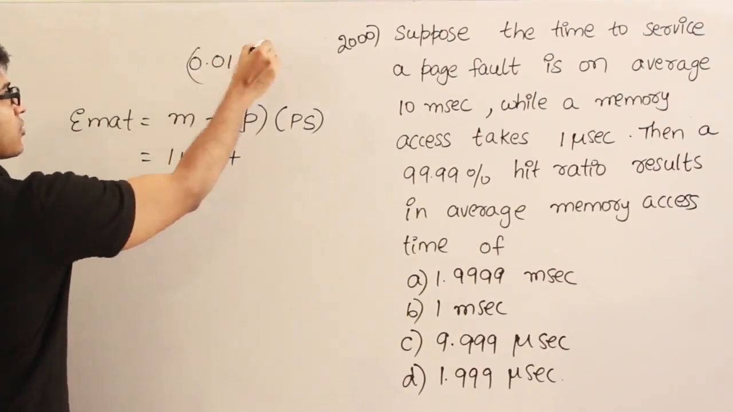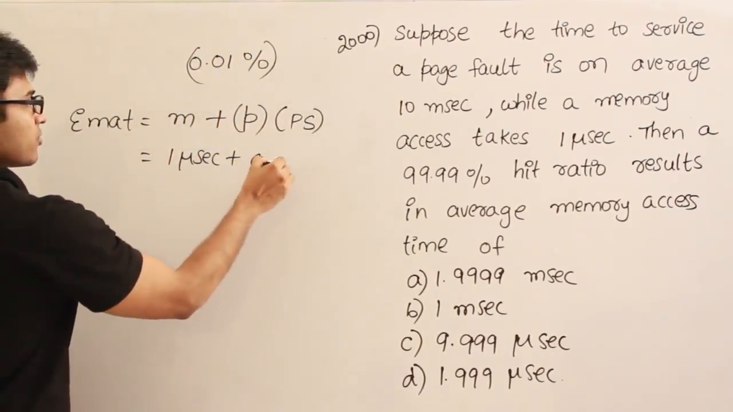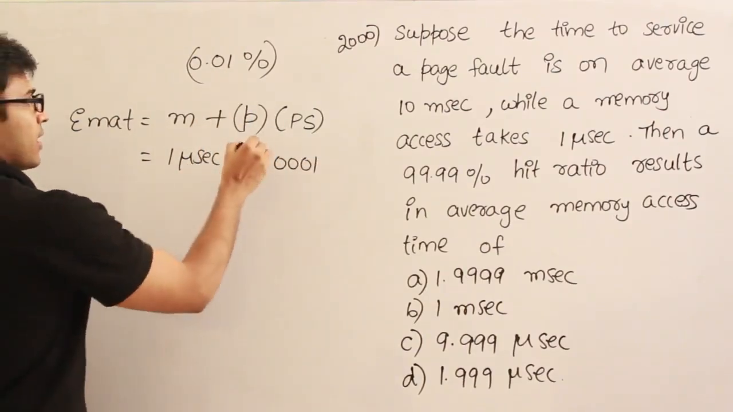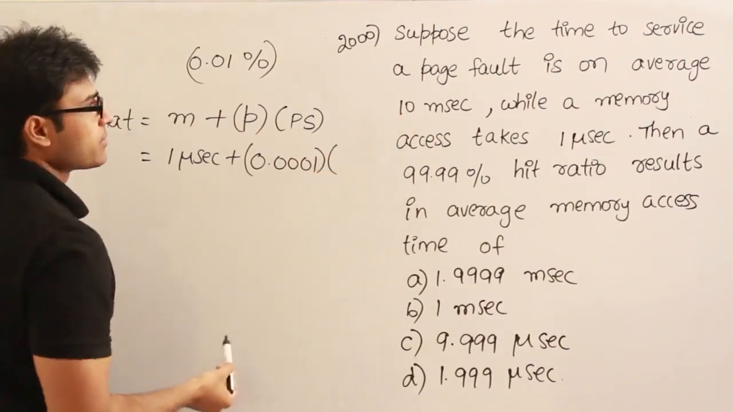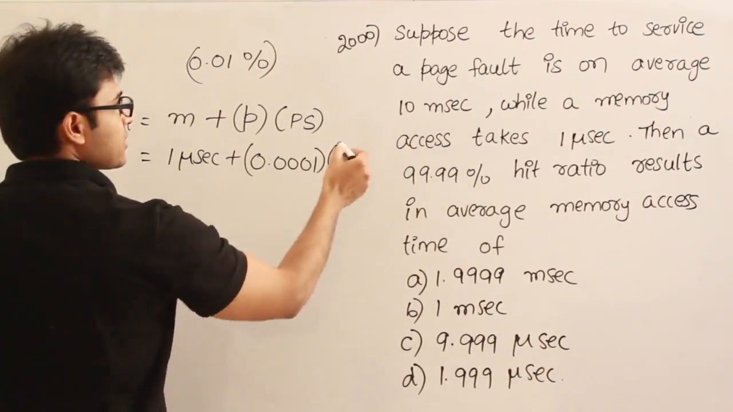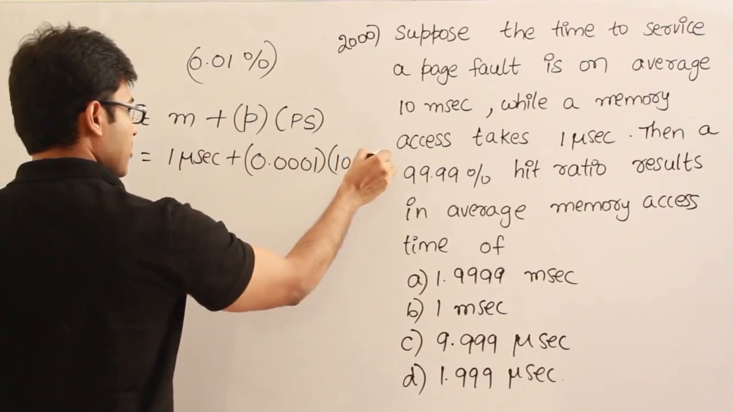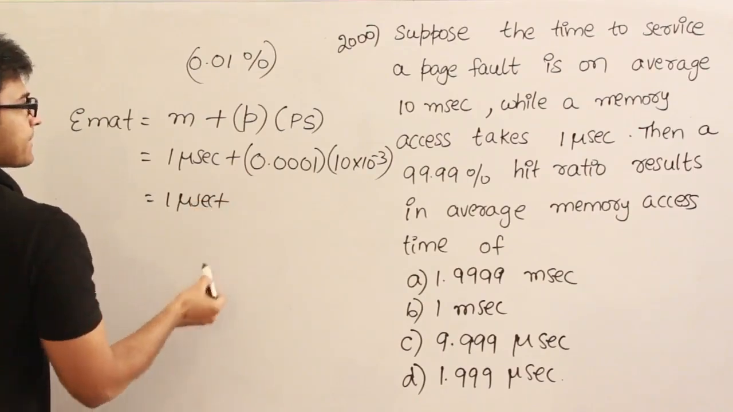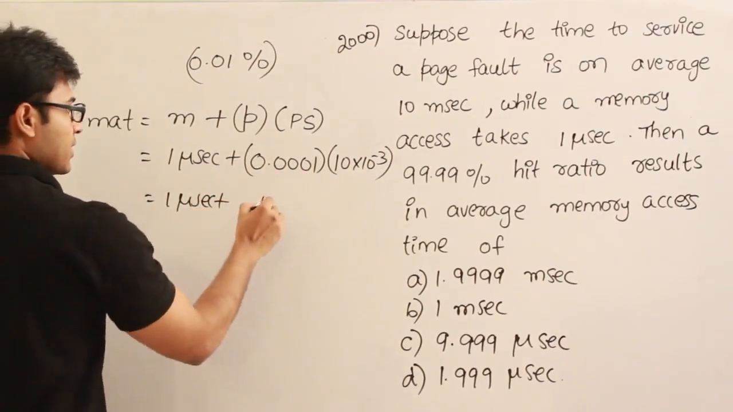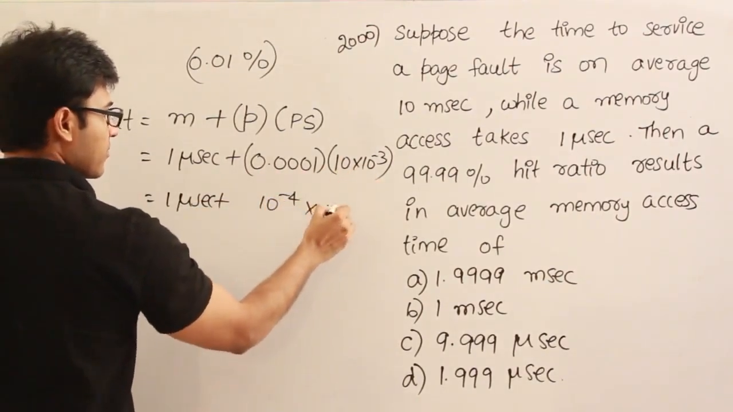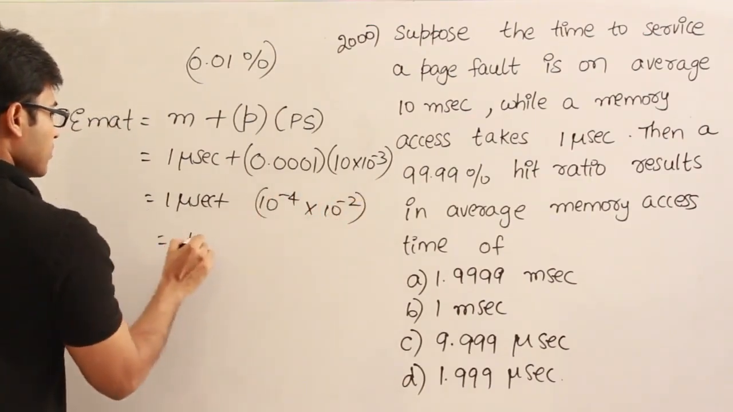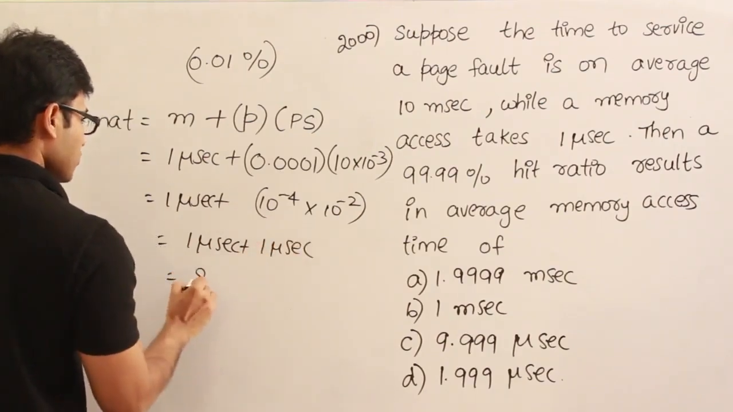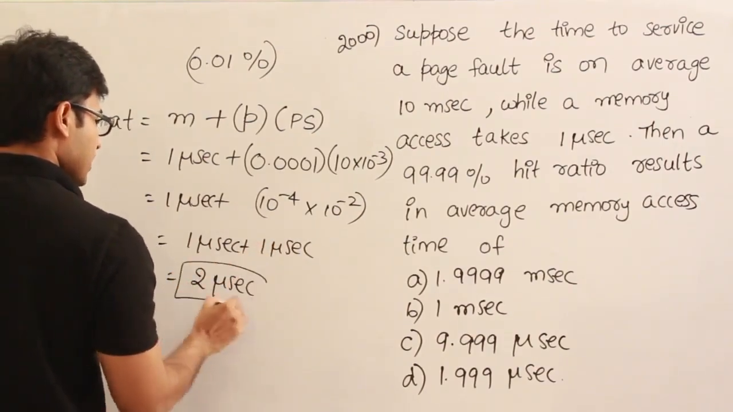0.01%. When you convert 0.01% to fraction, it will come to 0.0001, isn't it? Divided by 100, right? And into page service time. So how much is page service time? They are saying that it is 10 milliseconds, which means 10 into 10 power minus 3, right? So it is already 1 microsecond plus, if you compute this all, it is 10 power minus 4 into this is 10 power minus 2, right? Therefore it is 1 microsecond plus 1 microsecond, which is equal to 2 microseconds. So 2 microseconds is the answer.